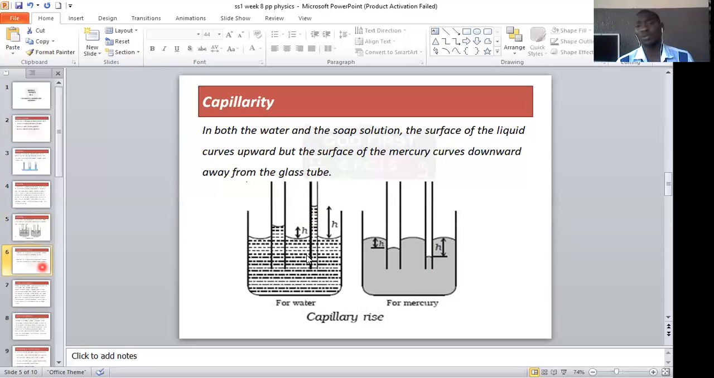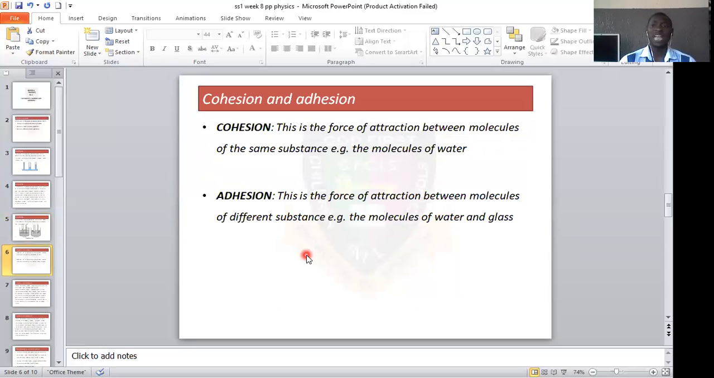So these are the two. I told you earlier that these are the two kinds of force that operate between molecules. One, cohesion. They are both forces of attraction between molecules, but cohesion is the force that tends to operate between molecules of the same substance. We talked about that in the last class.